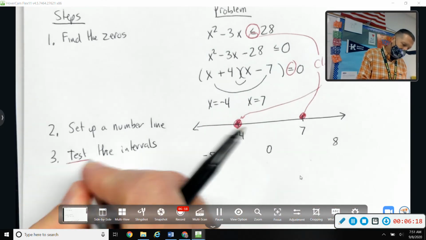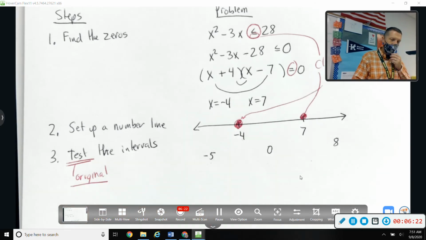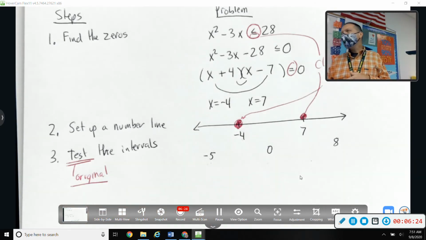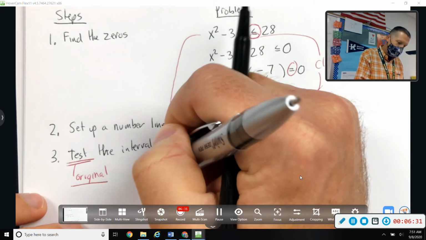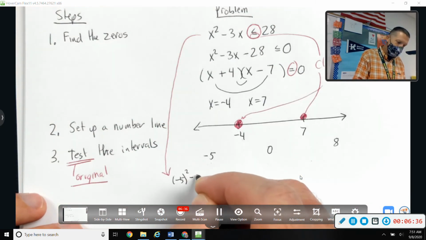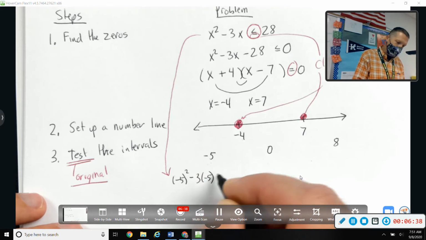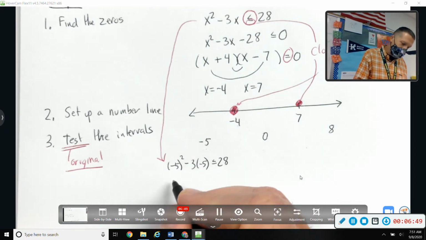And when we say test, we need to test all the way back in the original. There's some ways to kind of skirt that, but the easiest way, the best way, the safest way is to go back to the original and see what happens. So negative 5 squared minus 3 times negative 5 is less than or equal to 28. And we just want to see if that's true or not, because if it's true, then we're good. We'll shade there. If it's not true, then we have to kick it out, and that interval is no good.